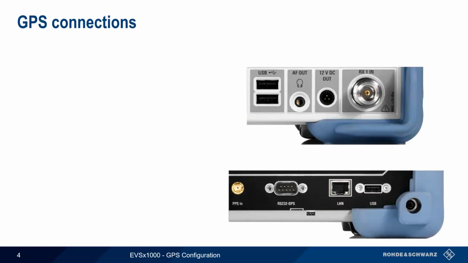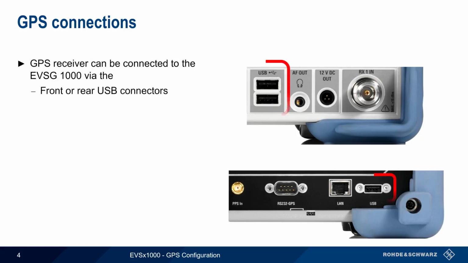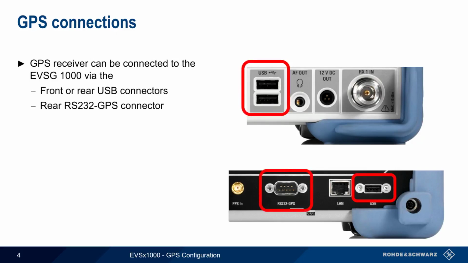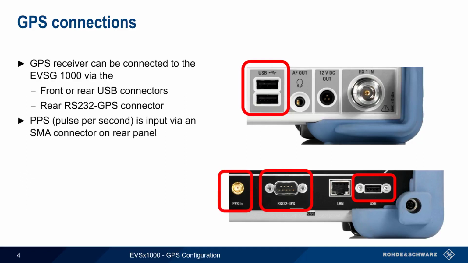On the EVSg1000, GPS receivers can be connected to either the front or rear USB connectors, or to the RS-232 connector on the rear panel. The EVS can also accept a PPS, or pulse per second input, via an SMA connector on the rear panel. Pulse per second can be used with all measurement modes, but is particularly important for GBAS measurements. Please see the documentation for information about attaching GPS receivers to other EVS models.